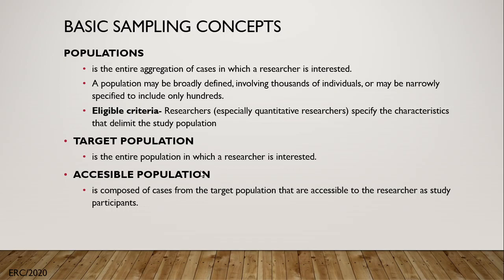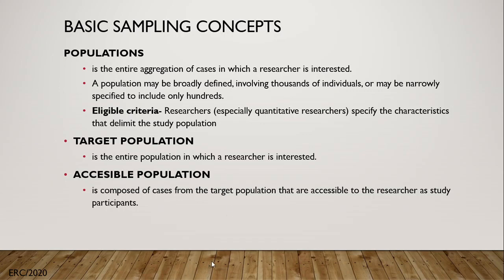Okay, accessible population. Accessible population is composed of cases from the target population that are accessible to the researcher as study participants. Okay, for example, the researcher's target population might be all diabetic patients in the United States, but in reality, the population that is accessible might be diabetic patients in a particular clinic lang. Okay, so that would be your accessible population.